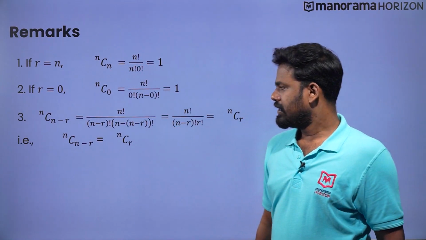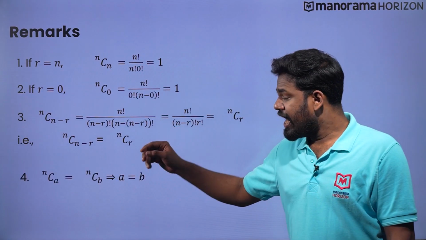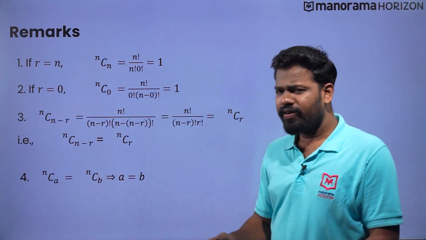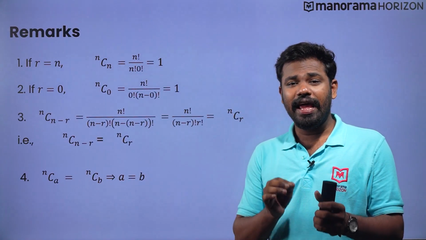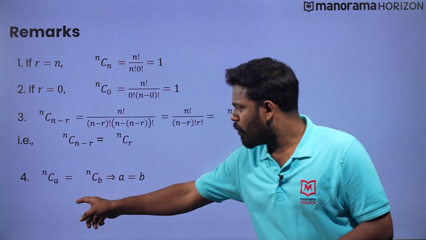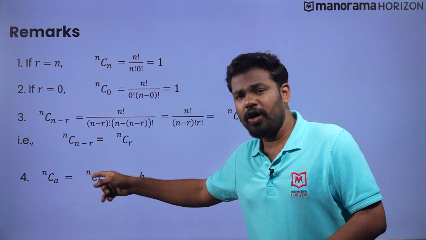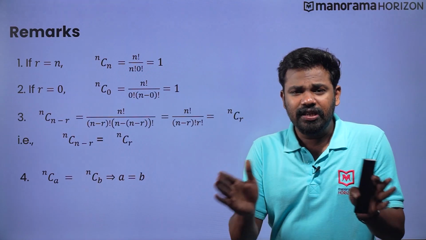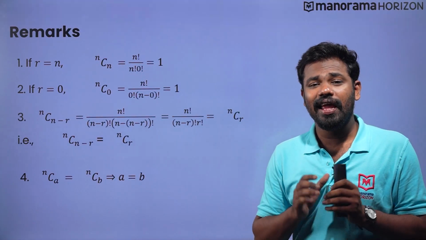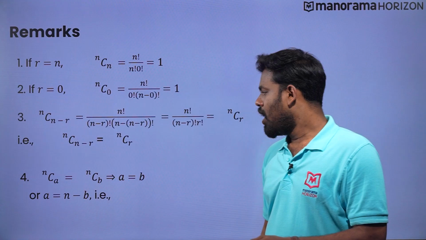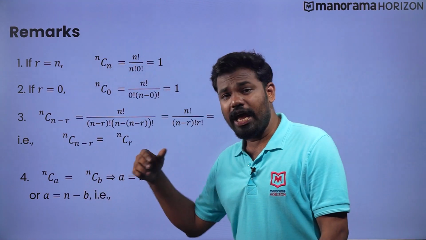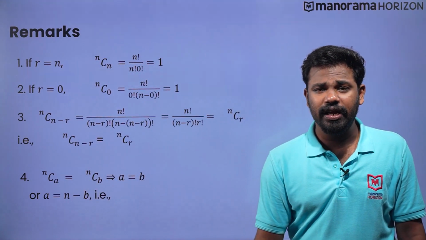And the next one here is if nCa is equal to nCb, then from that we can conclude that what? a is equal to b. That is, the number of ways to select a objects from n objects, if that is equal to the selection of b objects from n, then from these two, I can conclude that a is equal to how much? b. Or also a is equal to n minus b. That is another way of conclusion that I can get from here.